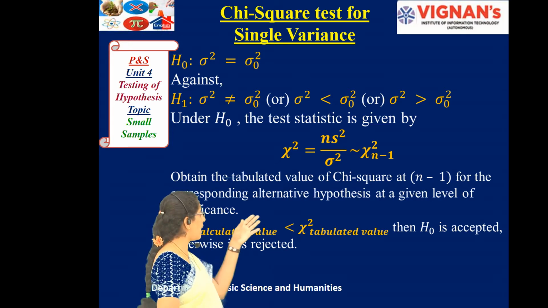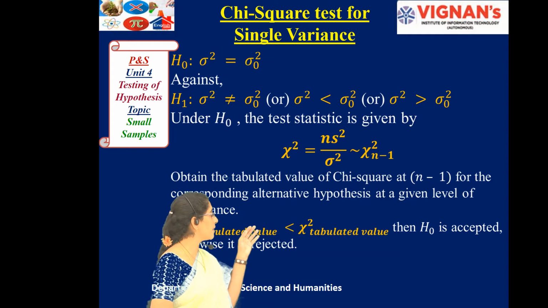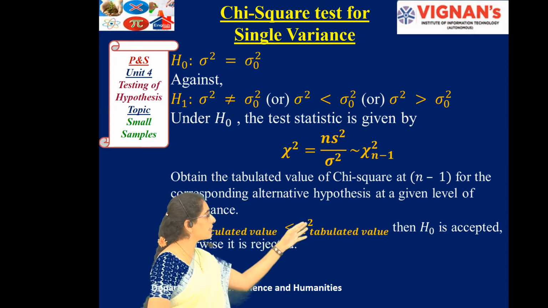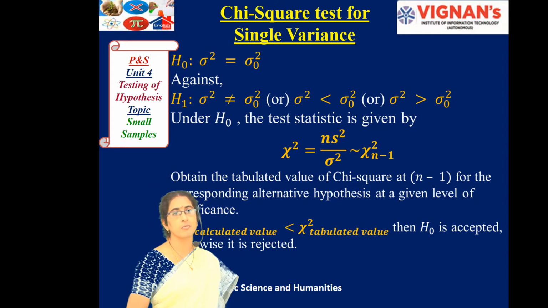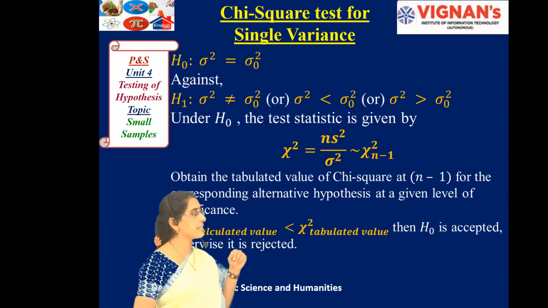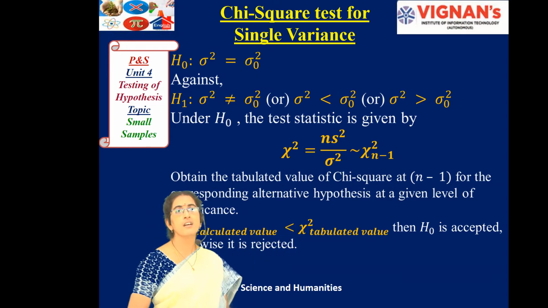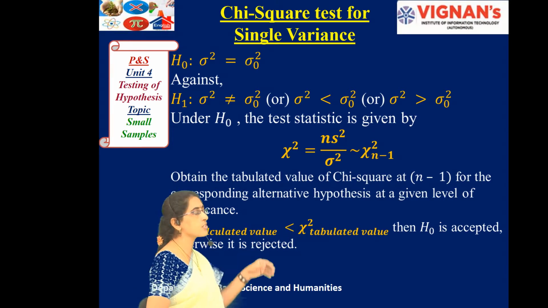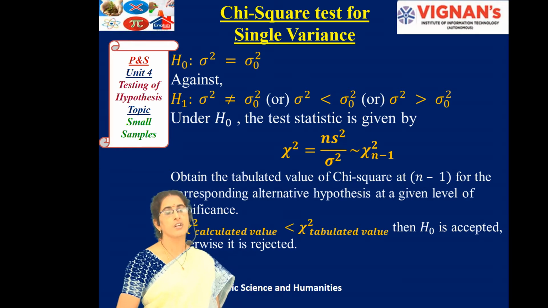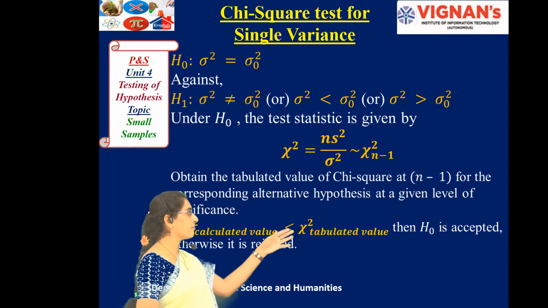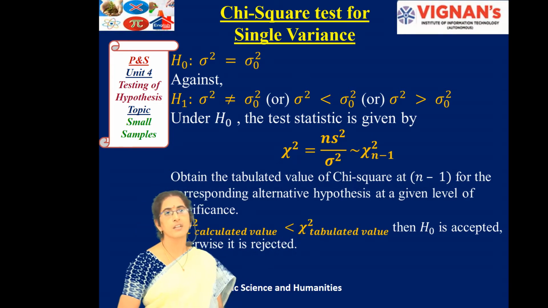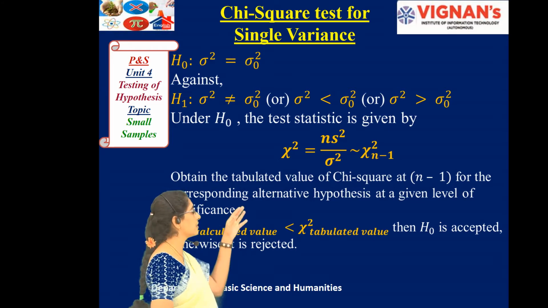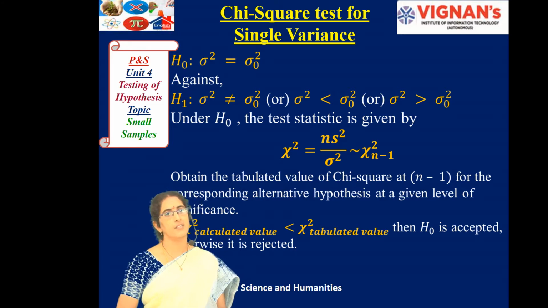Under the null hypothesis, the test statistic is given by chi-square equal to n into small s square by sigma square, which follows a chi-square distribution with n minus 1 degrees of freedom. Here n is the sample size, small s square is the sample variance and sigma square is the population variance. Now we have to obtain the tabulated value of chi-square at n minus 1 degrees of freedom for the corresponding alternative hypothesis at a given level of significance.